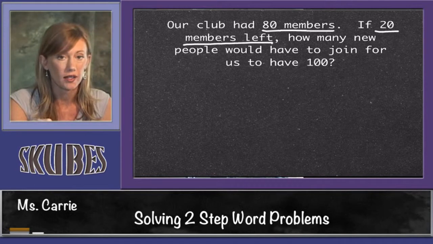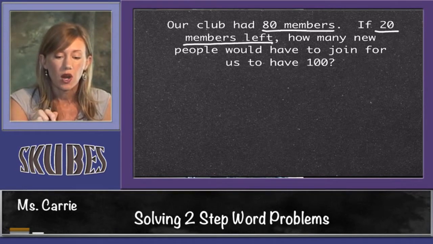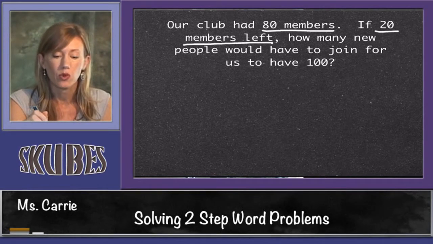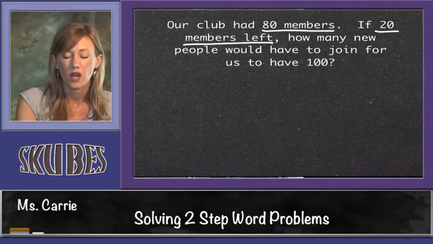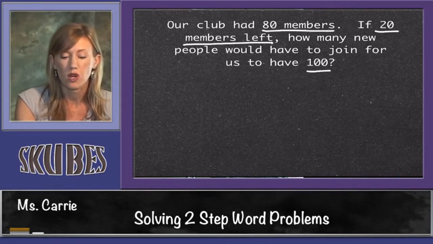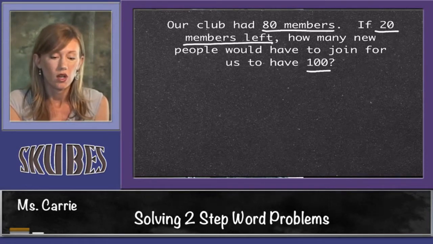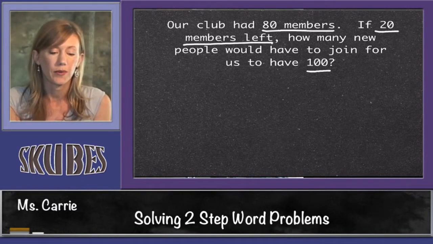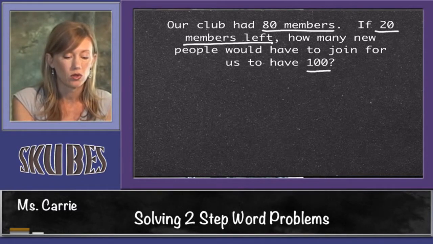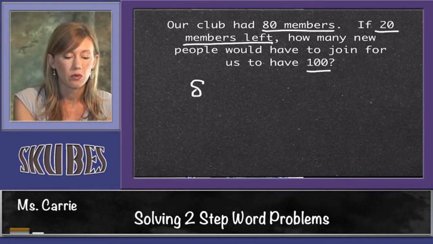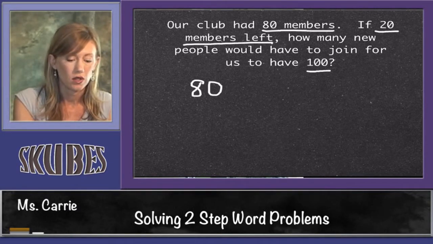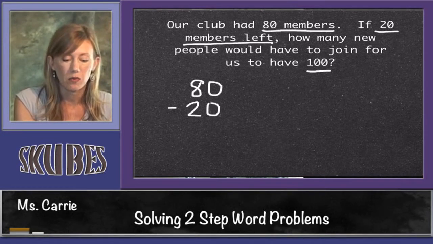We're going to have to subtract that. The last part wants to know how many new people would have to join for us to have 100. So we know we're going to need to get to 100. All right, let's figure out the first part of the problem. Our club had 80 members. Remember I said we were going to have to subtract because 20 members left. So we're going to take away 20 to figure out how many members are in the club at this time.